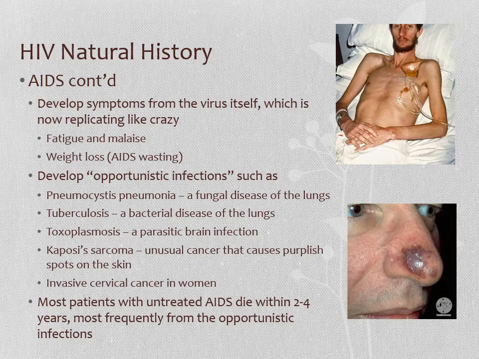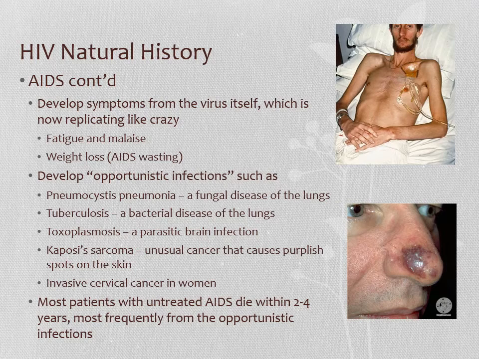So AIDS, this acquired immune deficiency syndrome, has 2 basic components to it. One is people develop symptoms from the virus, the viral infection itself, because now it's growing unchecked. So fatigue and malaise and weight loss, which is called AIDS wasting. So you can see in the image up above, right? He looks like he's starving. He's not. He's just got lots and lots of virus in his body, kind of taking all the resources. Also, people feel exhausted, they don't feel hungry, they're very, very ill.